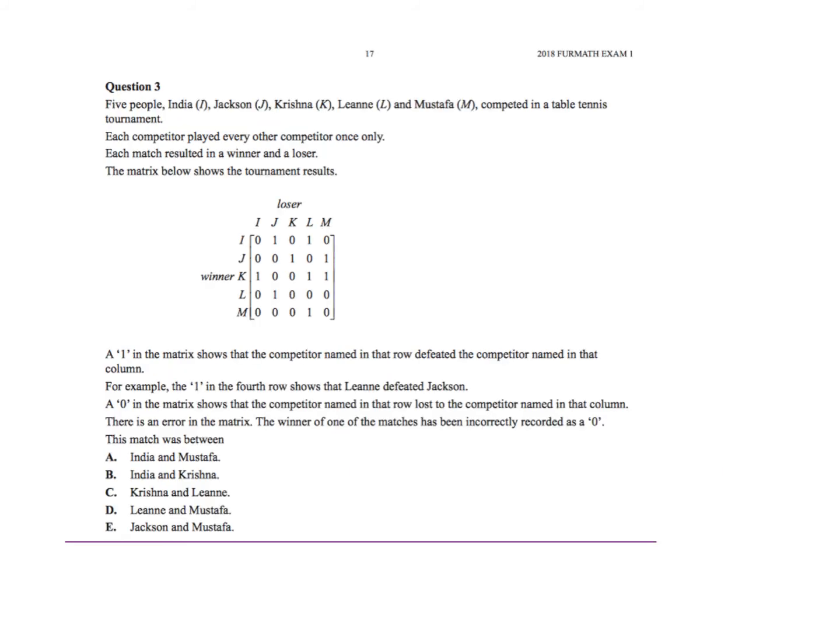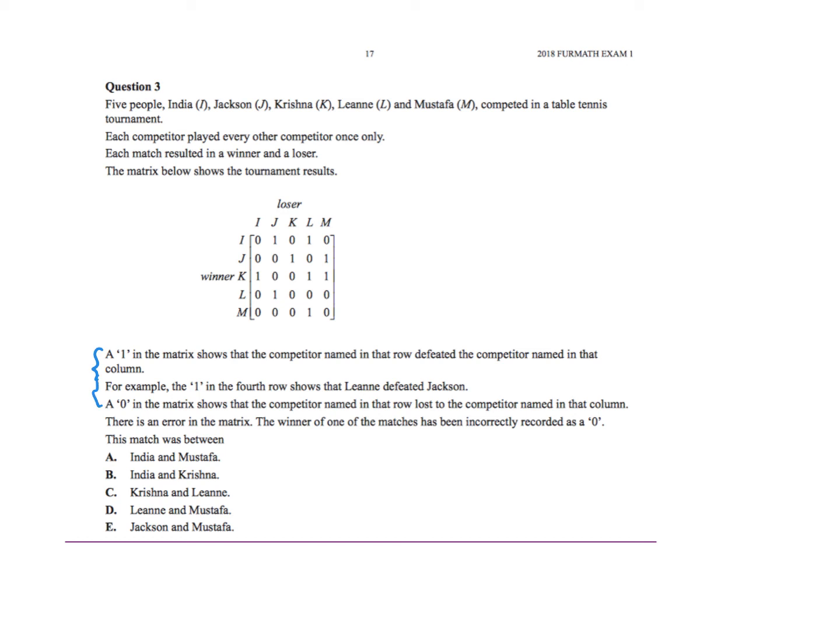Okay, 5 people, India, Jackson, Krishana, Leanne, and Mustafa, competed in a table tennis tournament. Each competitor played each other once only. Each match resulted in a winner or a loser, and the matrix below shows the tournament results. Okay, and then they're always going to explain what a dominance matrix is there. So a 1 means they won, and a 0 means they lost. So they're just giving you that example.